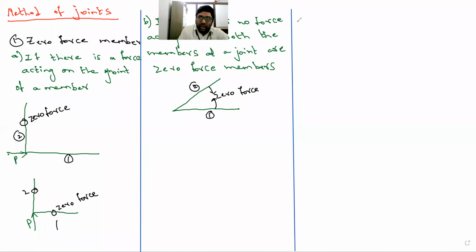Now the last case. I think both cases are clear now, right? What does that mean? First case, whenever we have a force in horizontal direction, that member will have force, and the other member will be zero force member. If you have vertical force, then this will pass tension or compression to the parallel member, and the perpendicular member will be zero force member. Second case, there is no force acting, then both the members will be zero force members.